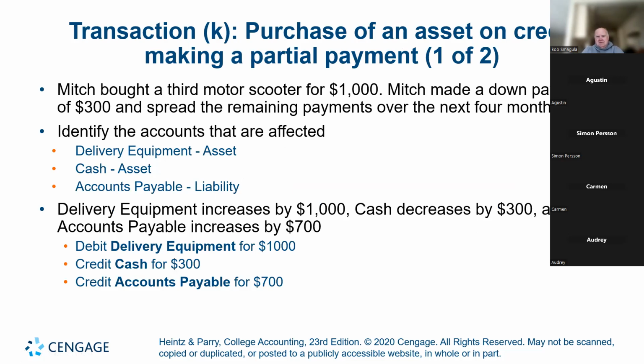Wow, here's a tricky one now, huh? We bought an asset on credit. As soon as you see the words on credit or on account, it means no what? Yeah, no cash. So let's see what we have here. Bought a third motorcycle for $1,000. He made a down payment, though, of $300 and spread the remaining payments over the next 4 months. So we have 3 accounts to worry about, huh? He bought another piece of delivery equipment for $1,000. He credited cash to reduce cash, and he credited accounts payable to increase accounts payable. He now owes $700.